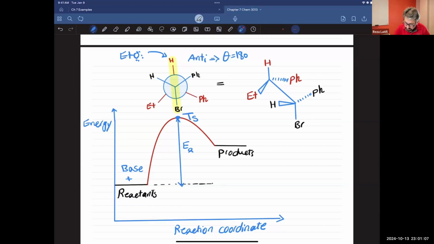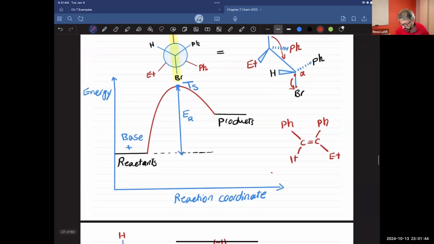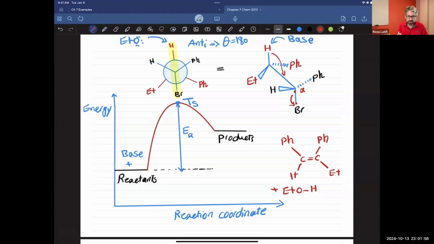Okay, so our base is going to go after this hydrogen, and very soon we will share the electrons here with the neighbor carbon, the alpha carbon, and the alpha carbon will give the electrons to bromide, and the bromide will leave the system. So at the end, as I said, you will get the cis, Z isomer, plus ethoxide. When it gets hydrogen, it will turn to alcohol. So I got ethoxide attached to hydrogen, and also I got now a double bond.